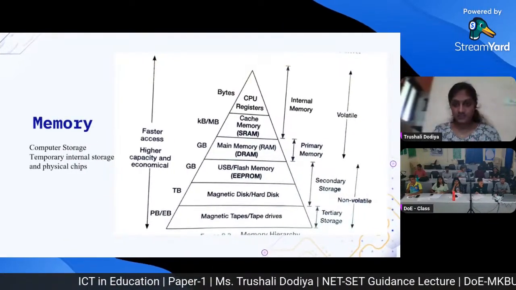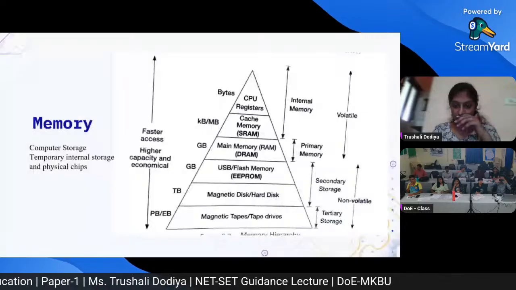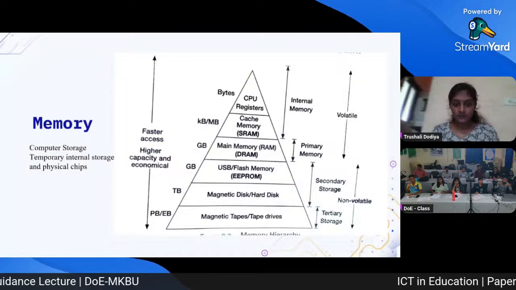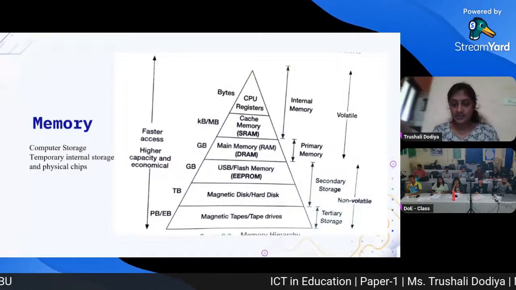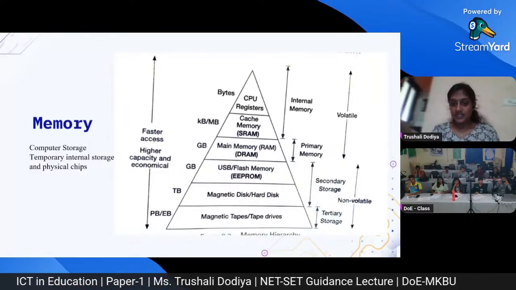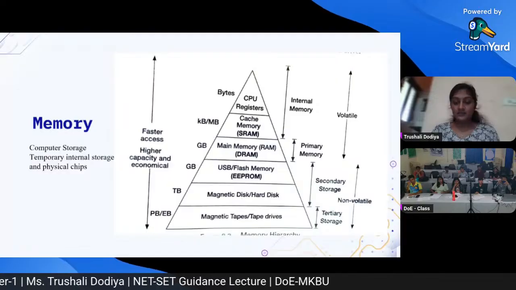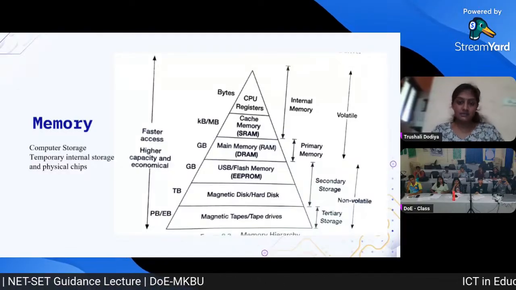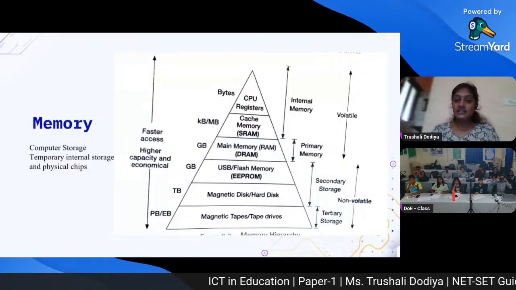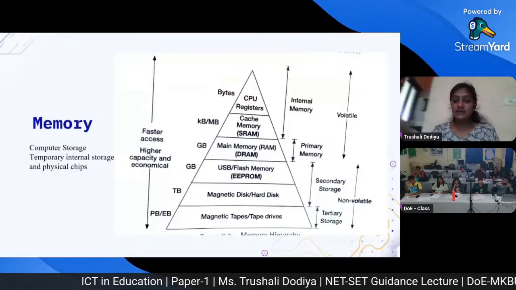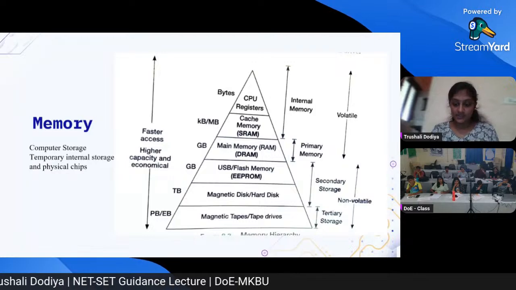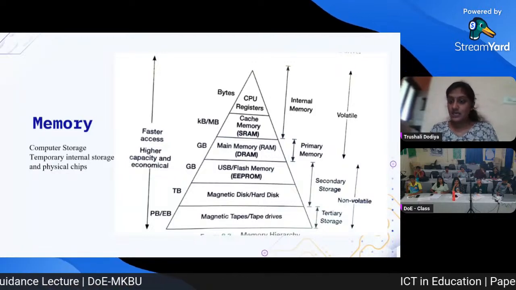Here is the terminology of the memory, beginning from the magnetic tapes and tape drives, which are often known as tertiary storage, followed by the magnetic disk or hard drive, and USB flash memory, as secondary storage measured in GBs and TB. Then there is RAM, random access memory, which is also called main memory or primary memory. Then there is SRAM, cache memory, and at the peak, CPU registers in bytes. So we need to understand the hierarchy as well, because some questions from this hierarchy are asked frequently.